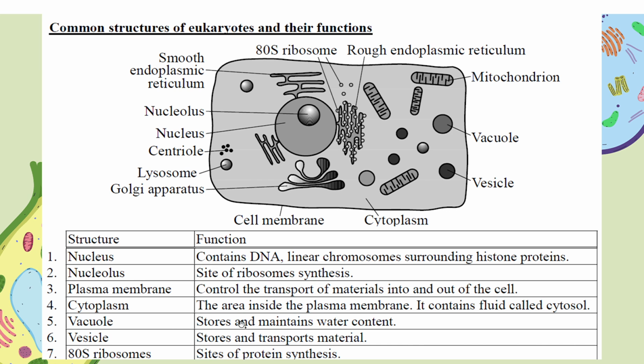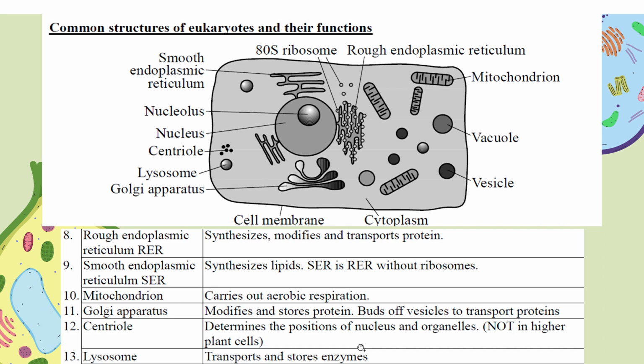Vacuole stores water and maintains water content. Vacuole is smaller for animal cells, and usually bigger for plant cells. Vesicle is anything that stores and transports other material. And the 80S ribosome is the site for protein synthesis. The chloroplast is the site for photosynthesis and is bigger. Besides this, we can have other things.